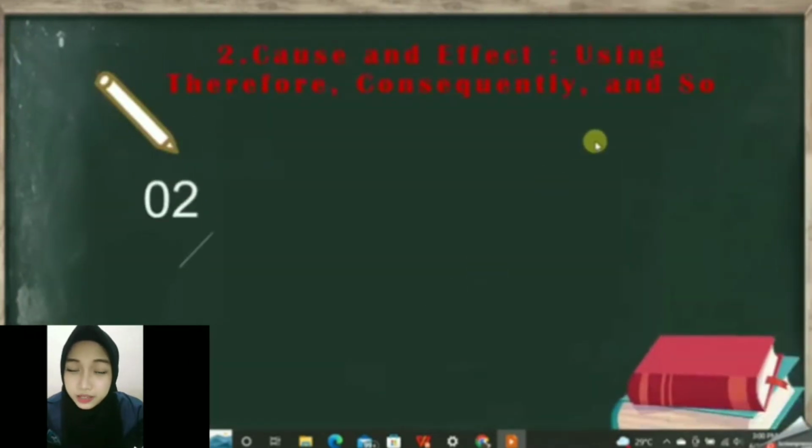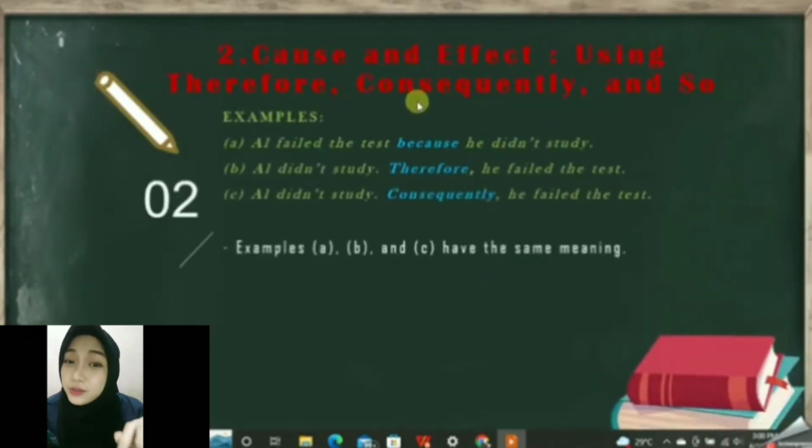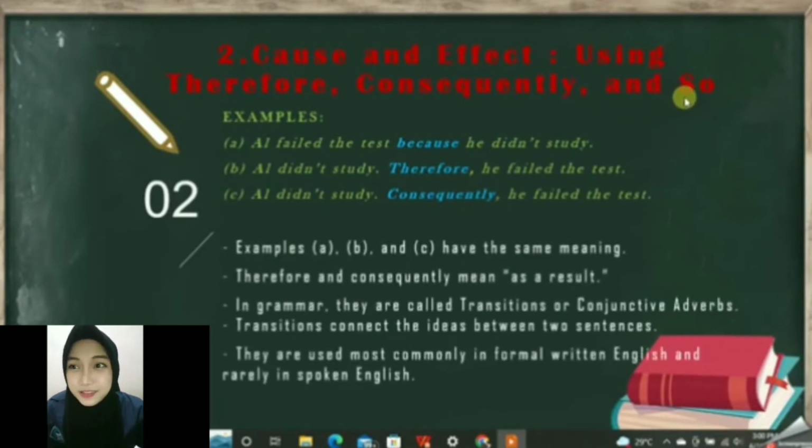Now, I will explain about the use of therefore, consequently, and so. But first, let's take a look at these examples. Al failed the test because he didn't study. Al didn't study. Therefore, he failed the test. Al didn't study. Consequently, he failed the test. All of these examples basically have the same meaning. Therefore and consequently mean as a result.